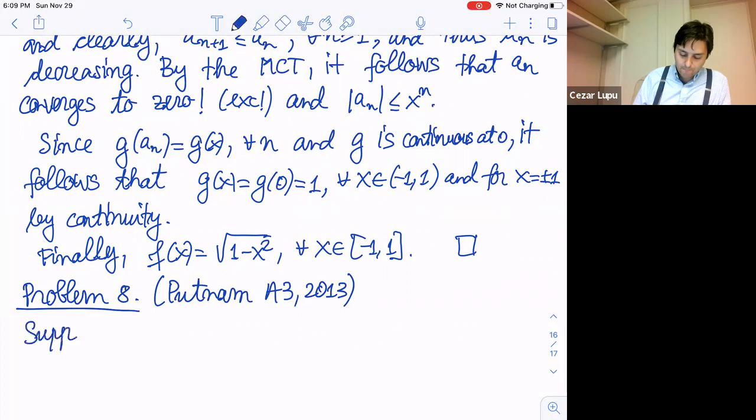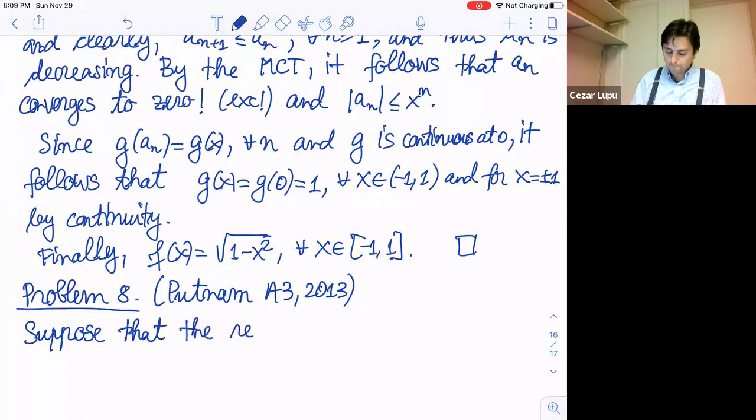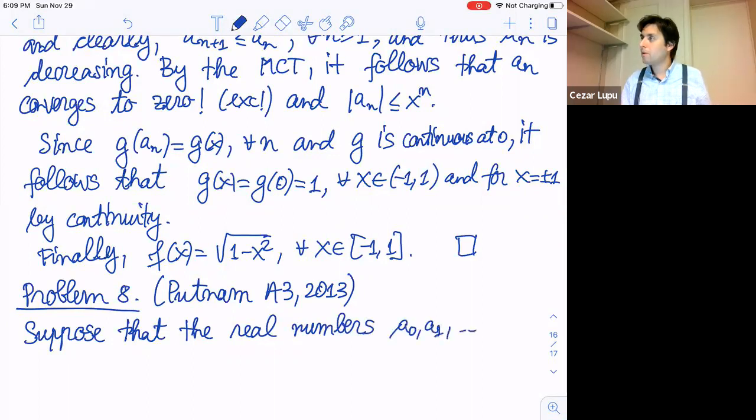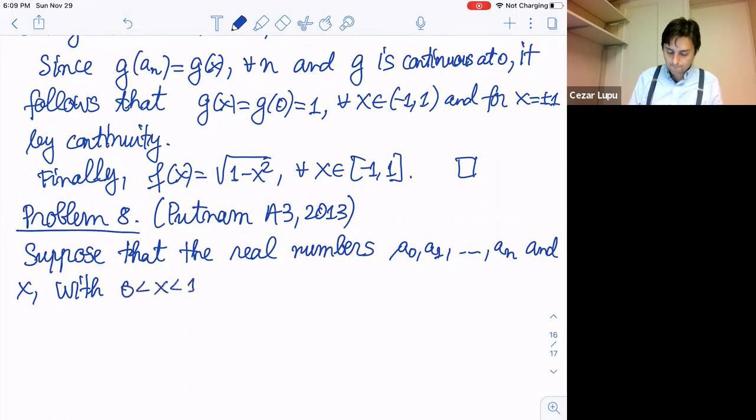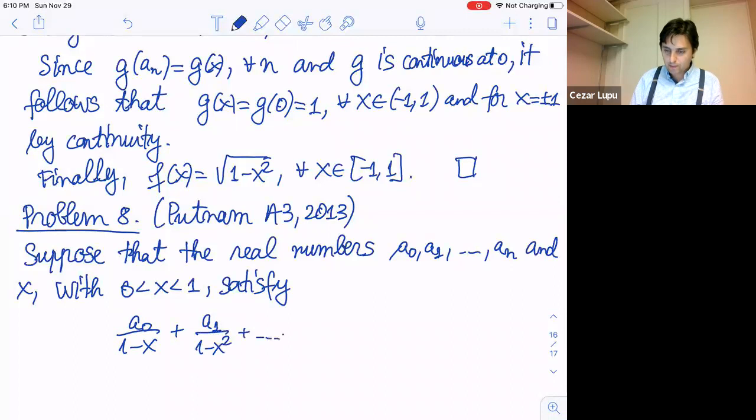So suppose that the real numbers, let's say a0, a1, ..., an, and x, with x between 0 and 1, satisfy that a0 over 1 minus x plus a1 over (1 minus x) squared plus ... plus an over (1 minus x) to the power n plus 1 is 0.